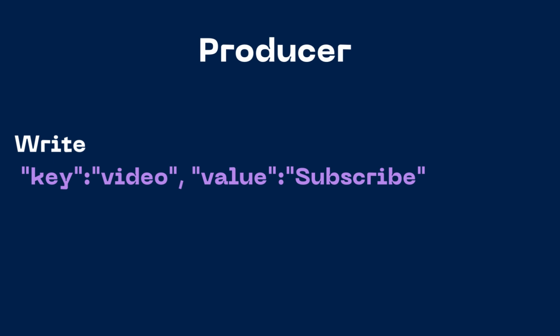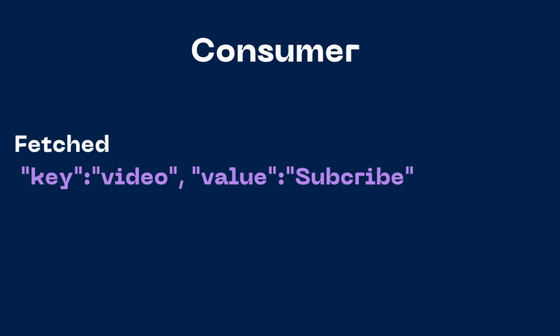Now, as the producer is used for writing records, on the other hand, we have the idea of a consumer or to consume. To consume simply means fetching one or more records, so these key value pairs, as you can see, we have again video and subscribe, from one or more topics, and basically checking if we have the same record as was produced.